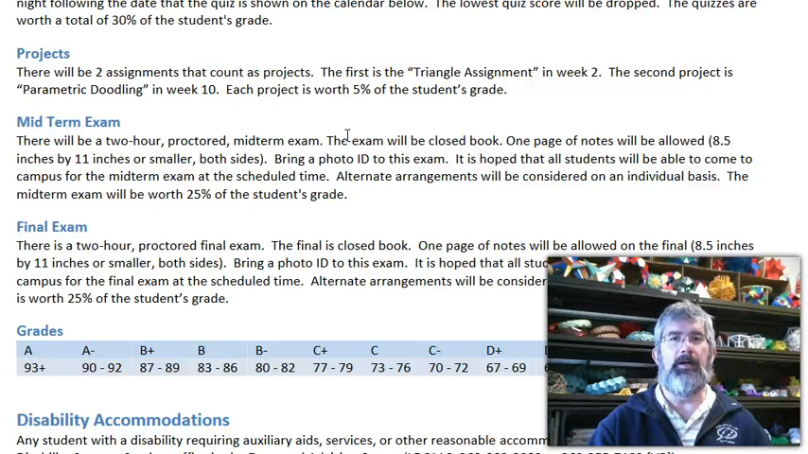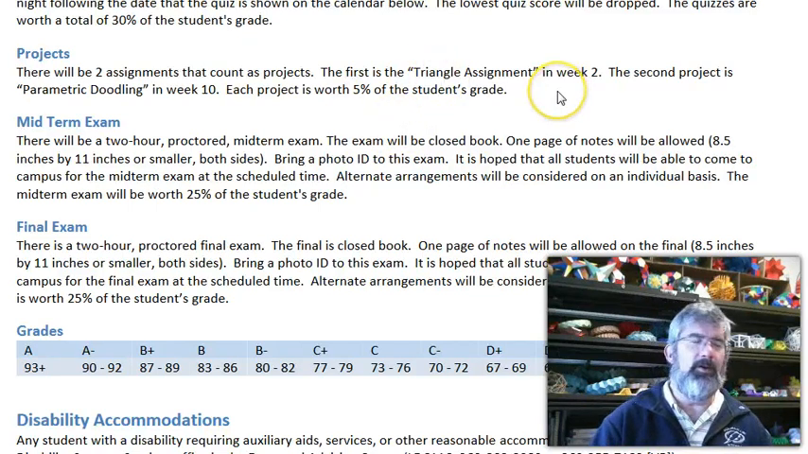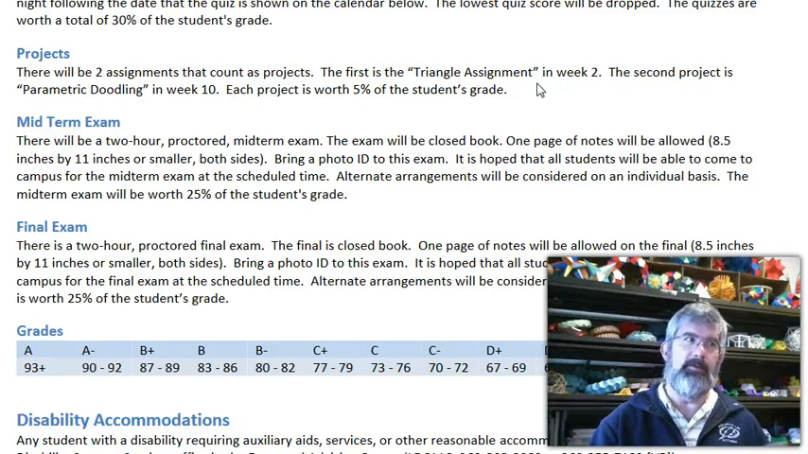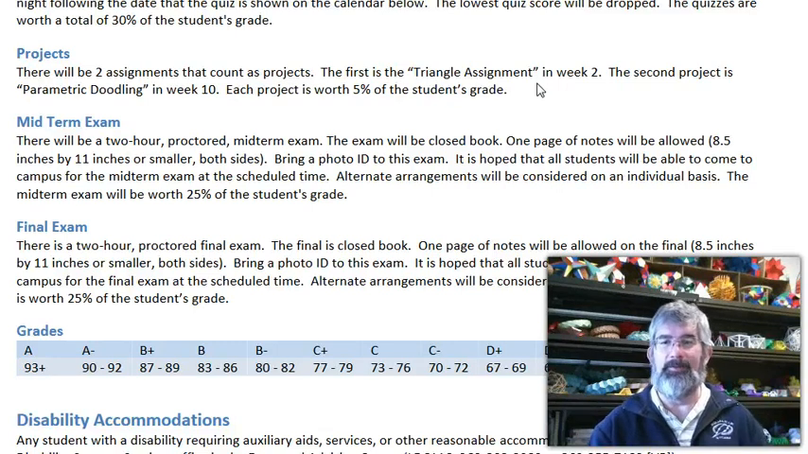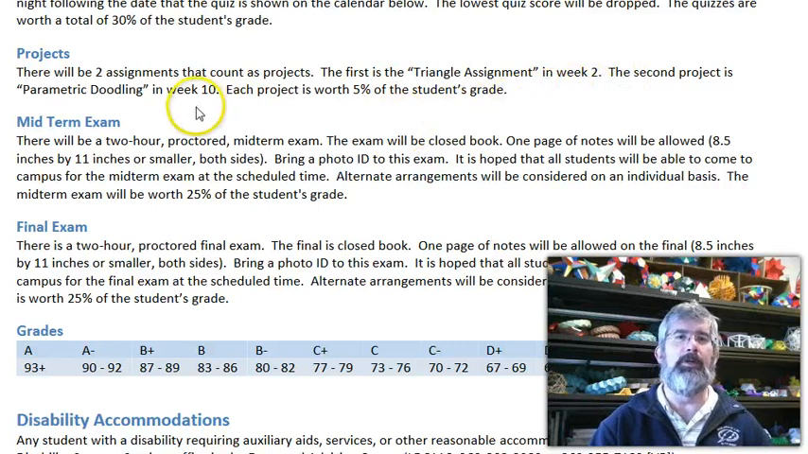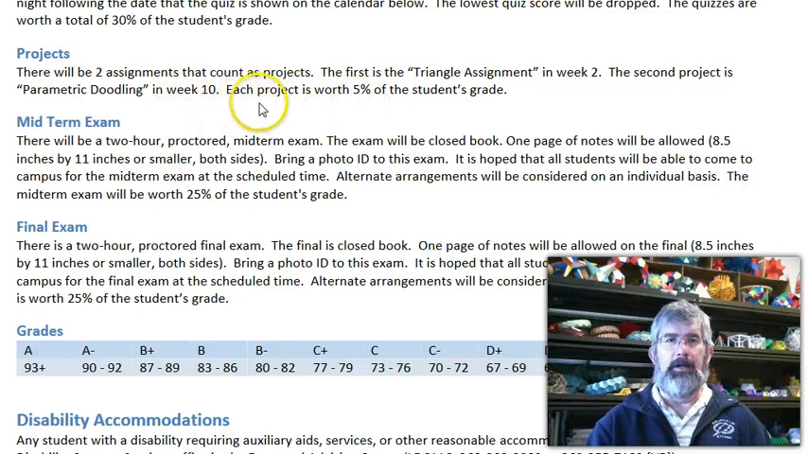Projects. There's 2 projects. In week 2, there's this thing called the triangle assignment. That also doesn't look like it has a due date on it, or it's got this really ridiculously late due date. You want to do it right away. It is important enough that if people don't do it right away, it's still good if they get it done by the end of the quarter. But do it right away. Do it in week 2 when you come to it in the content. Just do it. Triangle assignment. It will help you immensely for the rest of the quarter. And then there's one in week 10 called parametric doodling. That's going to be due like the day before the final. Each project is worth 5% of your grade.